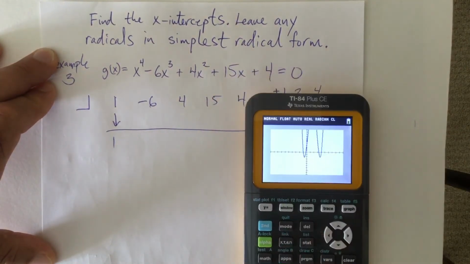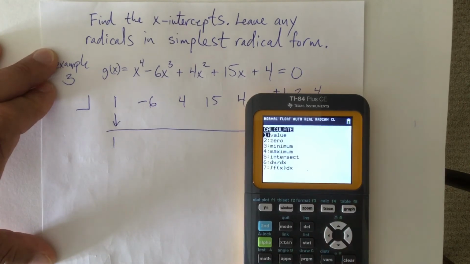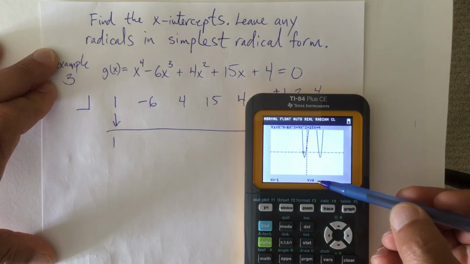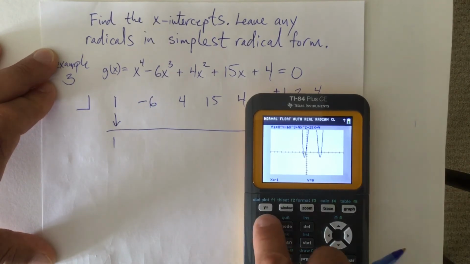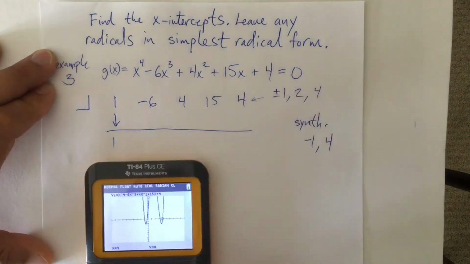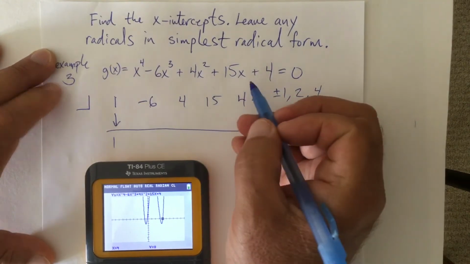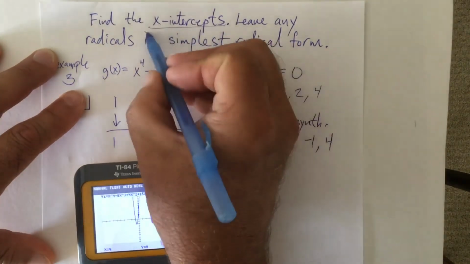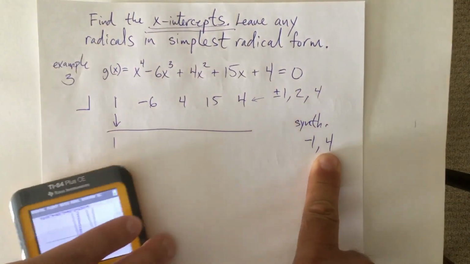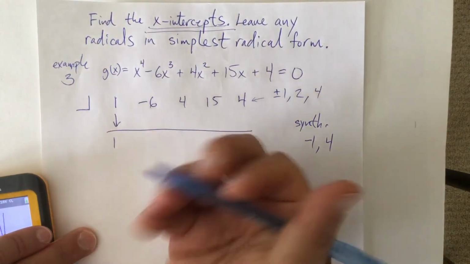In fact, I can do second, calculate the value at -1. And look, -1 is totally a good choice. I could do second, calculate the value at 4. And totally a good choice. So I already know two of my solutions. I know exactly where two of those x-intercepts are. One of them's at -1, the other one's at 4. It doesn't matter which number I start with. I'm going to start with -1.